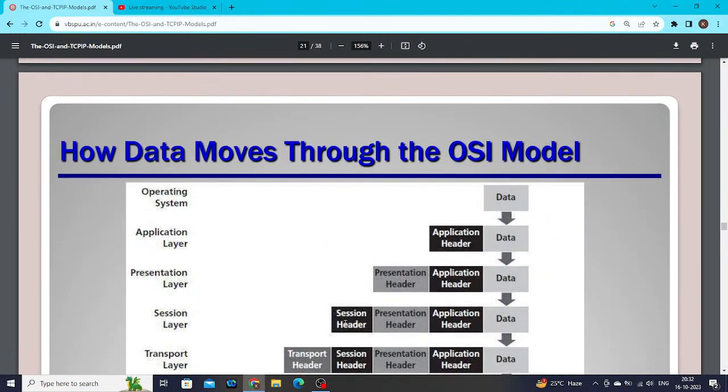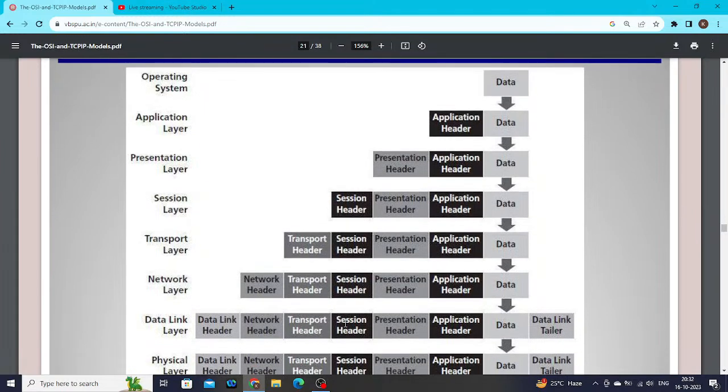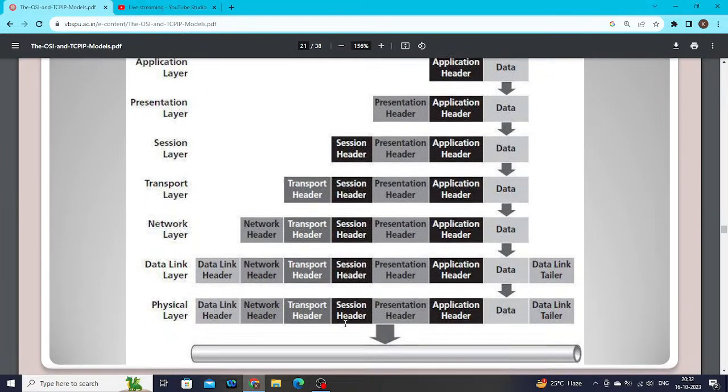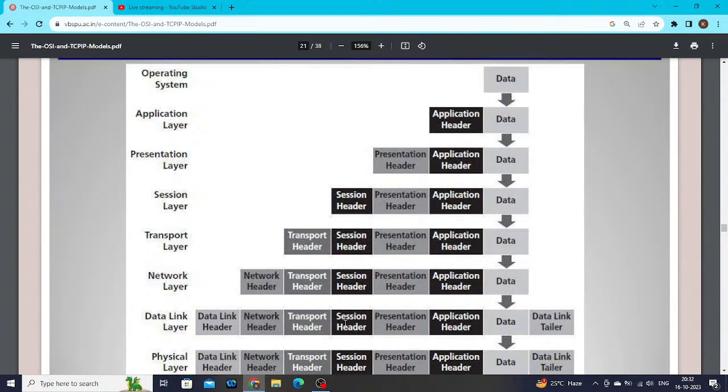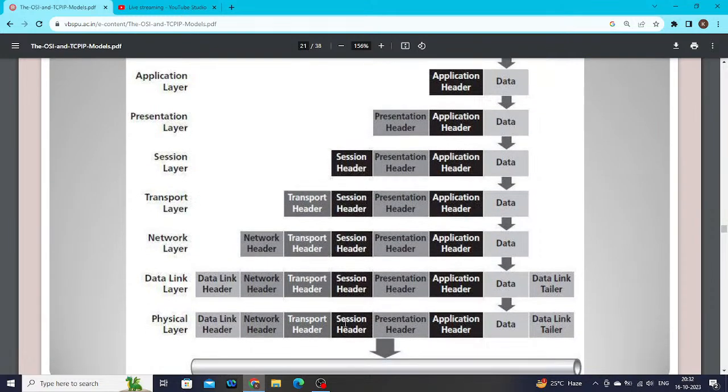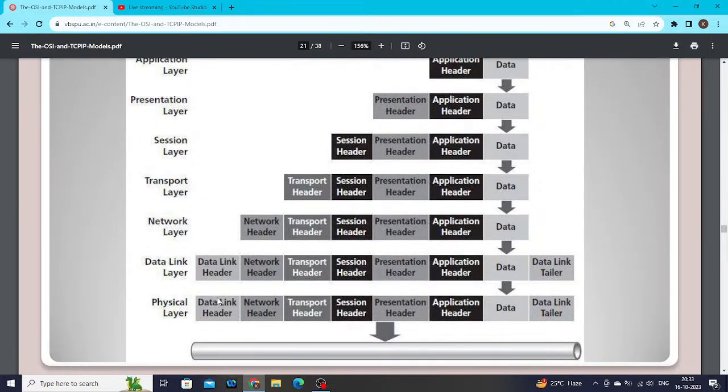Then how does data move through the OSI model? First we have to understand this chart we have given. Firstly, the operating system data is presented, then given to the application layer, which adds the application header. The application and presentation layers work on the data. Then your session layer, and the transport layer working on segmentation with the transport header. Then packets in the network layer, then frames in the data link layer, and physical, that is your bits. So this is the diagram.